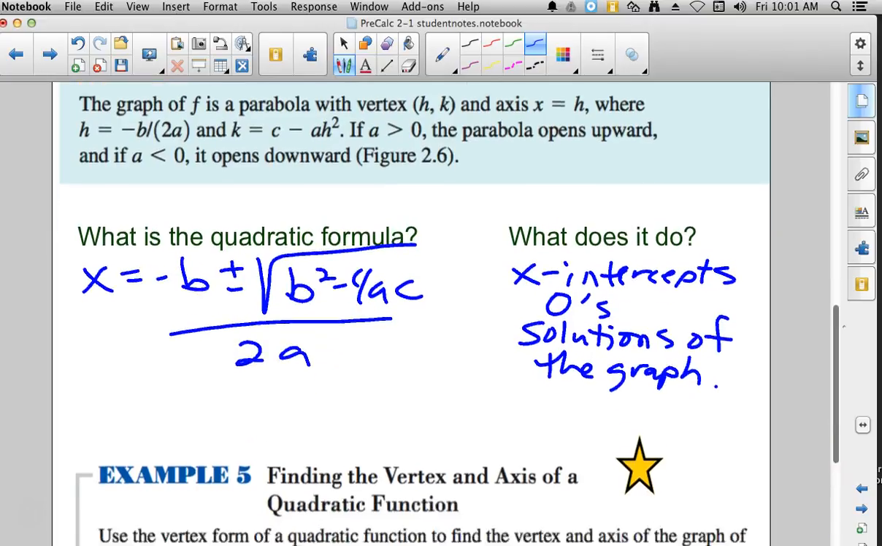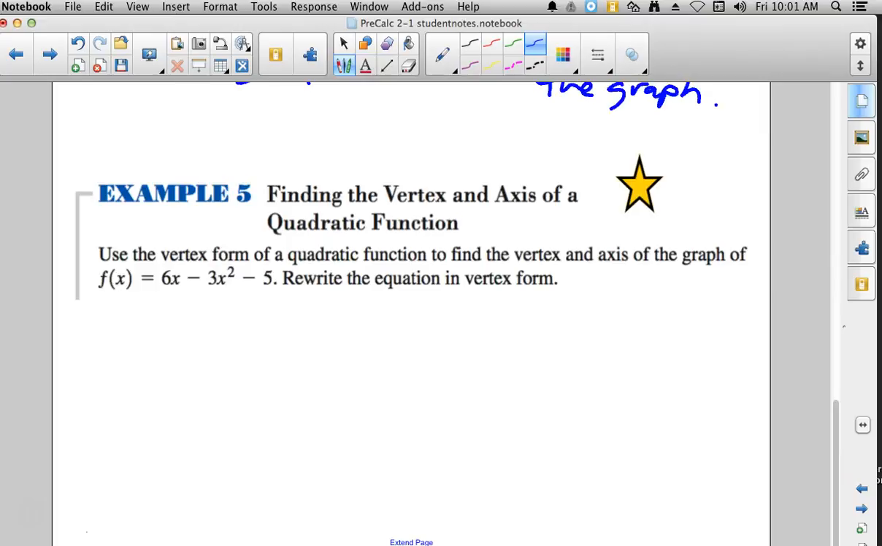So, what do we want to do? Well, we want to transform these and we want to learn how to do it by completing the square in multiple pieces so that we're able to manipulate things with algebra as difficult as the things you'll need to do when you get to calculus. So, use the vertex form of a quadratic function to find the vertex and axis of the graph of this. Rewrite the equation in vertex form.